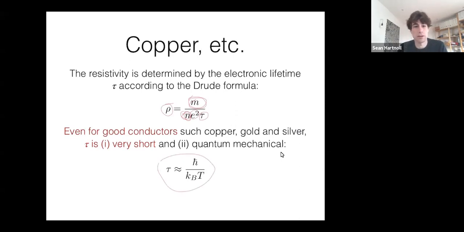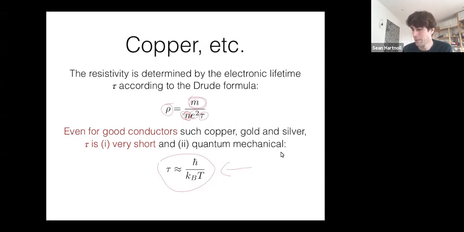Even for copper. So even for a very good conductor, copper has a very long mean free path. It's a good metal, that's why we make pots and pans out of copper sometimes. But this lifetime is actually very short. So let's think about why a long mean free path can combine with a very short lifetime.